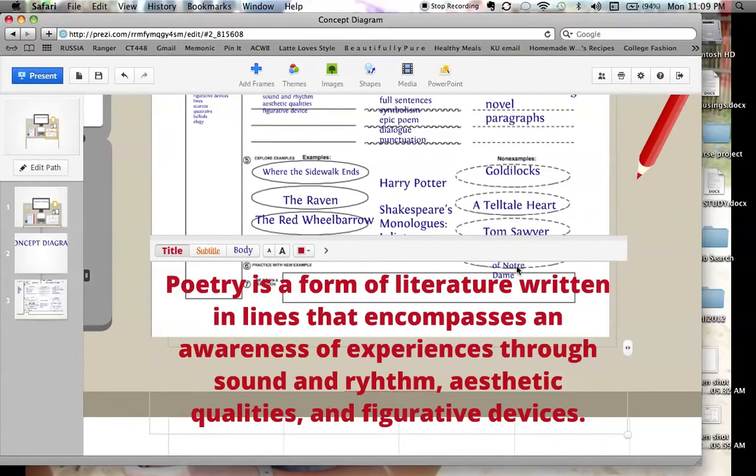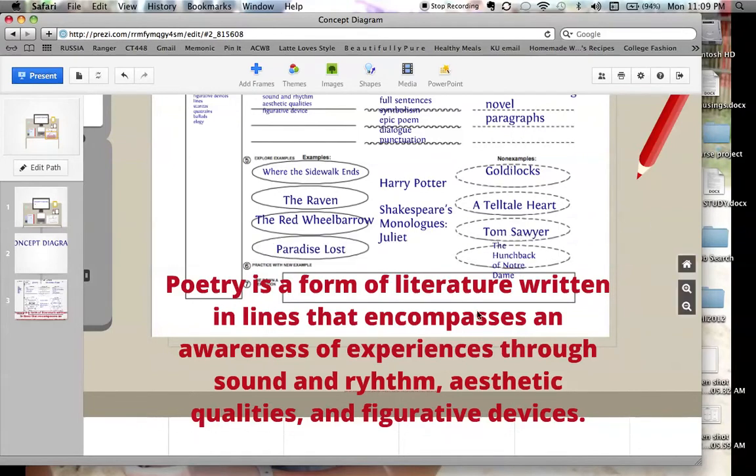Students will hopefully have a better understanding of what poetry is and what poetry is not by the time that they're done with this concept diagram. And so if I was doing this unit with students and we moved on, they would know from the start what poetry is.